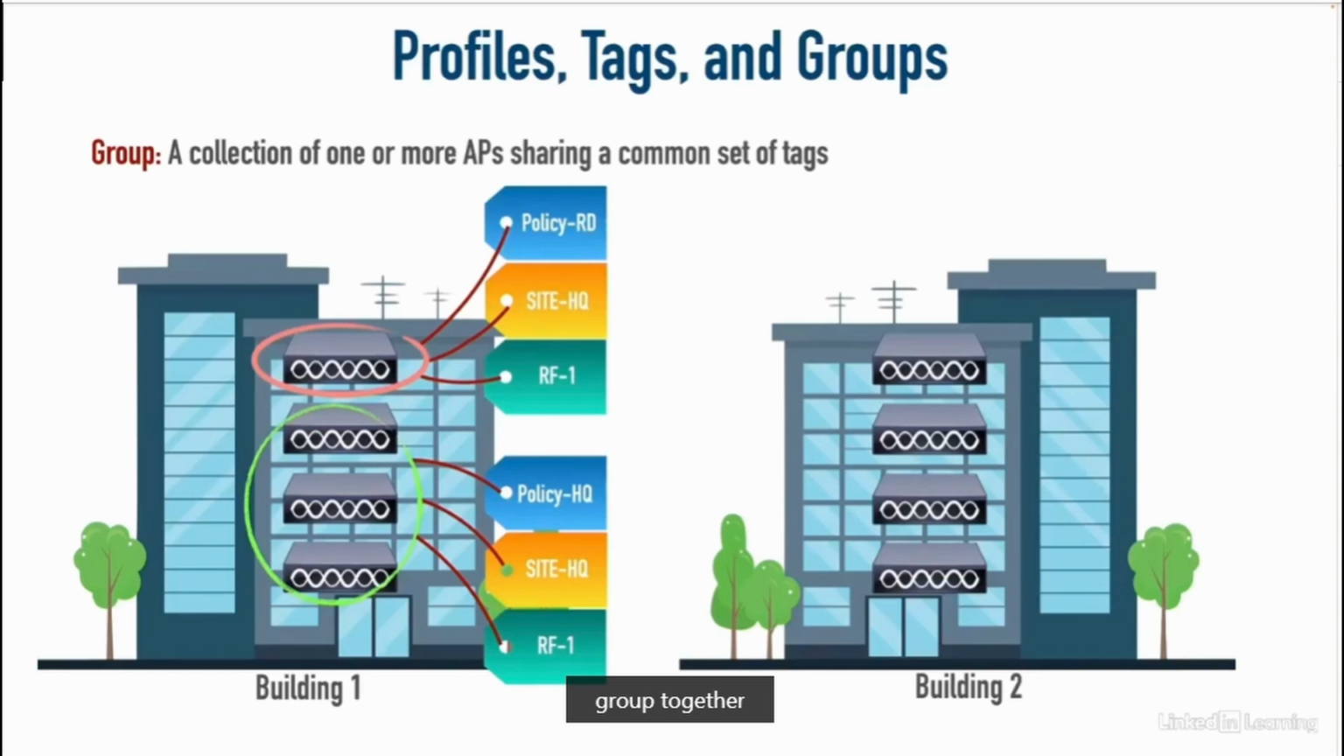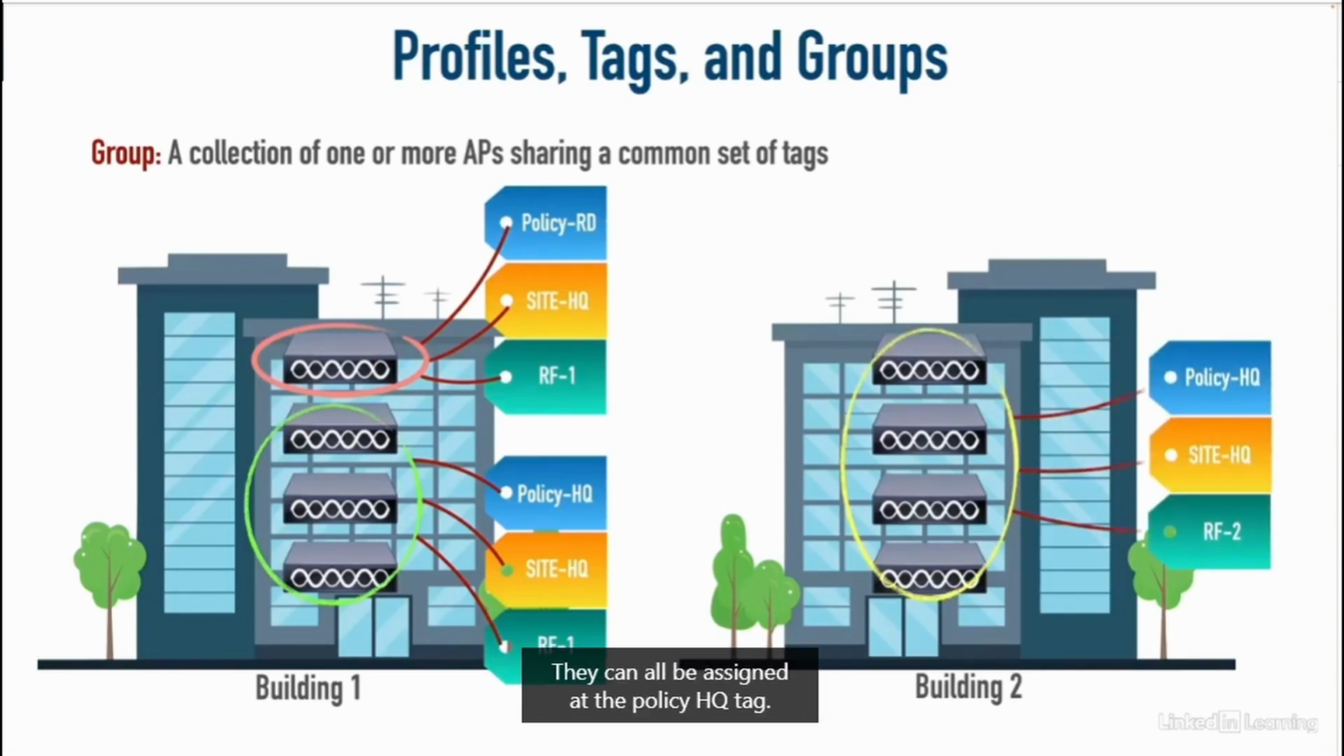And then we can group together all of the APs in Building 2 and give them this set of tags. They can all be assigned the policy HQ tag. And just like all of the APs in Building 1, everybody's sharing the site HQ tag in this example, but the APs in this building, they should support that 2.4 gig band, so we'll give them a different RF tag, RF2, which will include the 2.4 gig band.